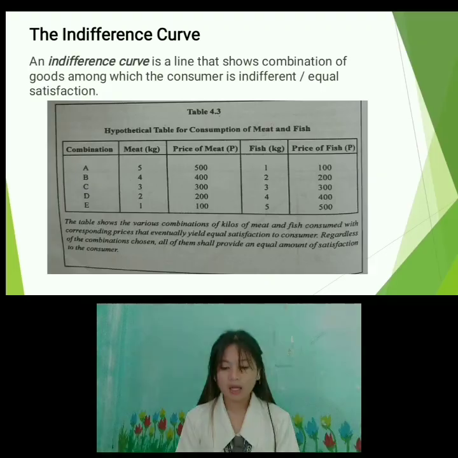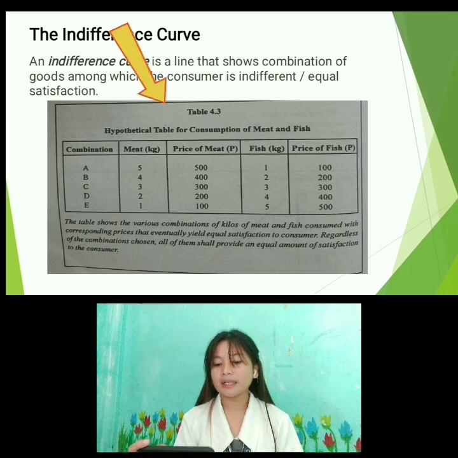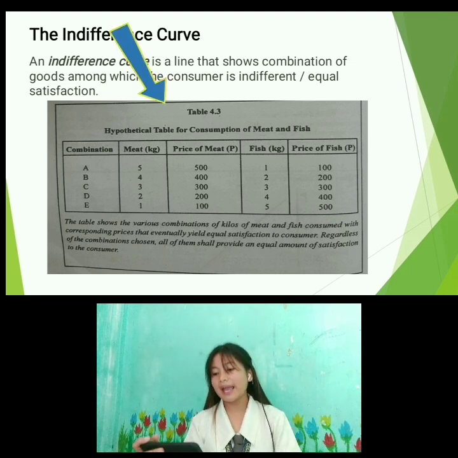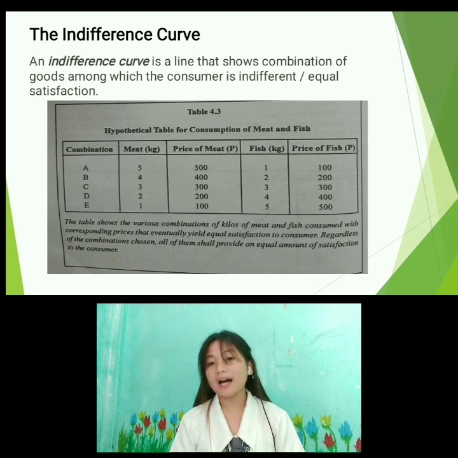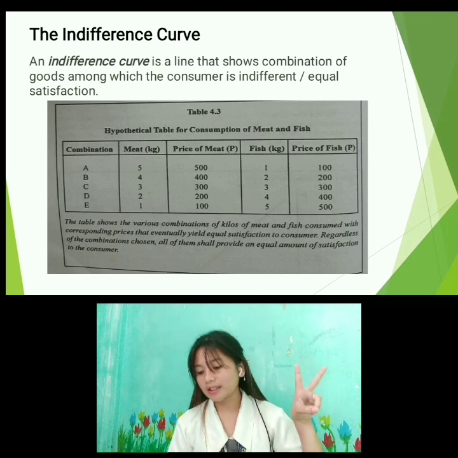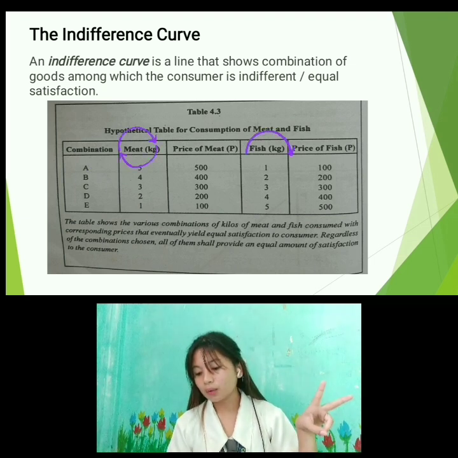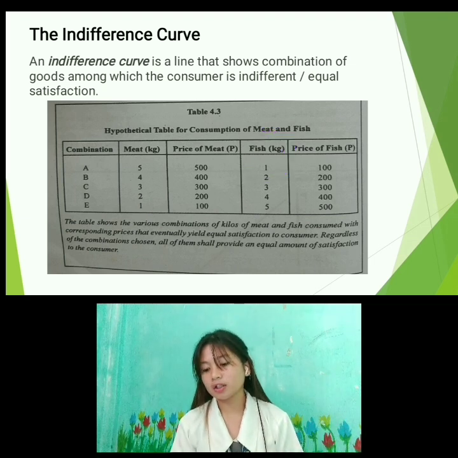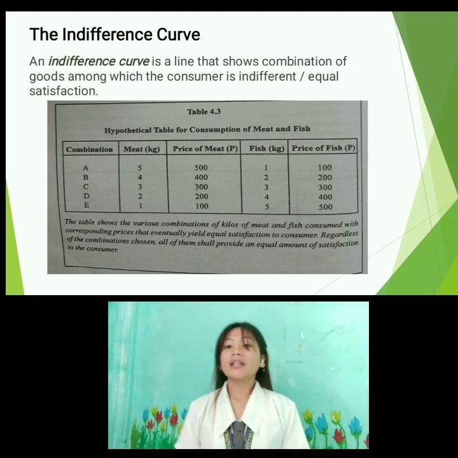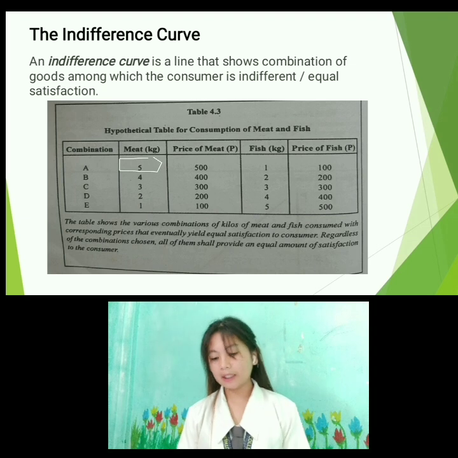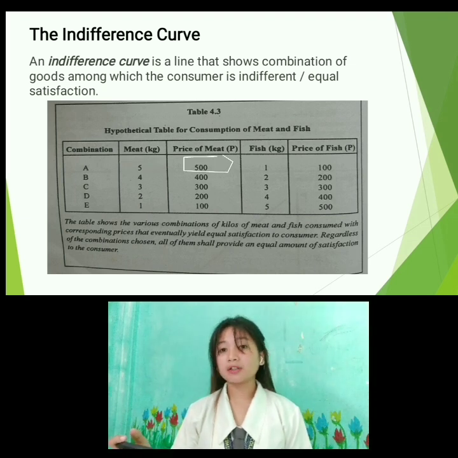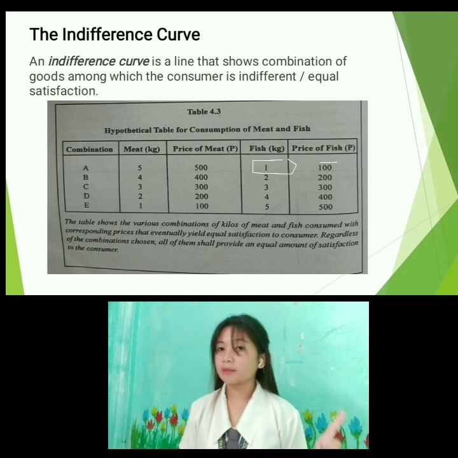And to further understand pa, we have also another example. Sa table 4.3, hypothetical table for consumption of meat and fish. So, as you can see, we have 5 different combinations from A to E. We have also 2 products, the meat and the fish. And from the different combinations, meron silang iba-ibang kilos and prices ang meat and fish. In combination A, we have 5 kilos of meat and 500 pesos yung kanyang equivalent. And sa fish naman, meron tayong 1 kilo and 100 pesos.